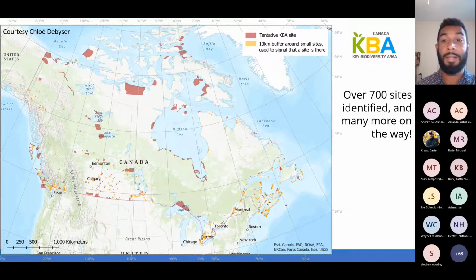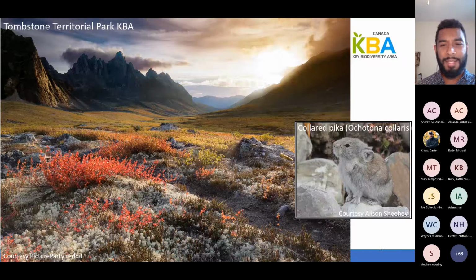Next slide, please. I think it's important to think about the actual sites that we're identifying, and so I'll spend just a little bit of time looking at one of these sites in Yukon, Tombstone Territorial Park KBA, where we've identified a KBA here, a Key Biodiversity Area, for a globally endemic species, the Ogilvy Mountain collared lemming, which is apparently an adorable lemming species. It's so rare that I could not find a picture of it, and so instead I have here a collared pika, which is also found at the site.